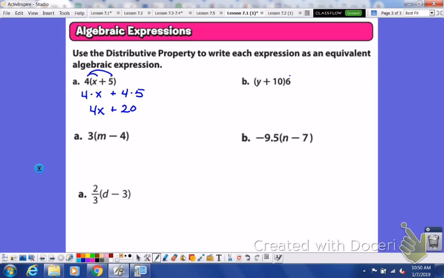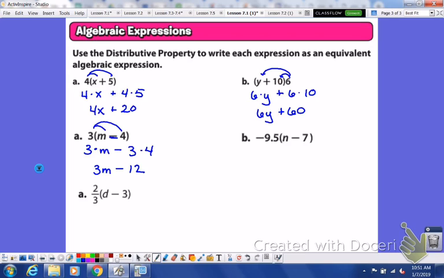For part B, distributing backwards this time. 6 times y plus 6 times 10. 6 times y is 6y plus 6 times 10 is 60. Again, they cannot be combined, so 6y plus 60 is your final answer. Back over here, distributing with a minus sign this time. So 3 times n minus 3 times 4 gives us 3n minus 12.